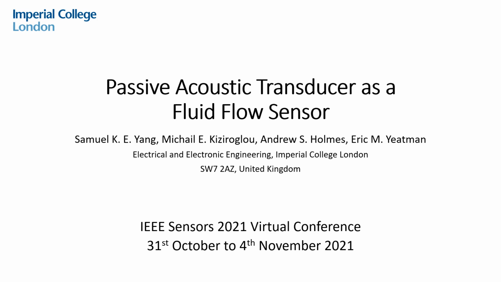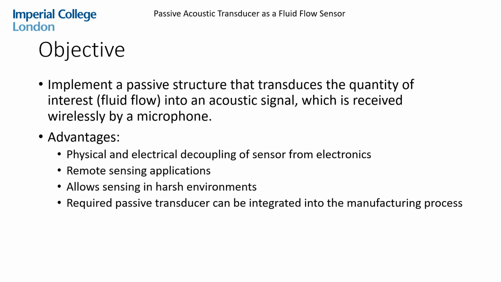And today I'll be presenting our paper where we use a passive acoustic transducer as a fluid flow sensor. So the objective of this experiment is to implement a passive structure that transduces the quantity of interest, which in our case is fluid flow, into an acoustic signal, and we then use an external microphone to receive the acoustic signal wirelessly. And this approach has several key advantages.